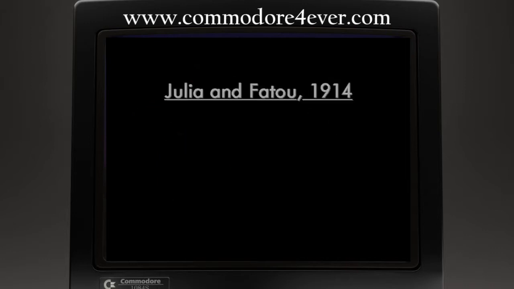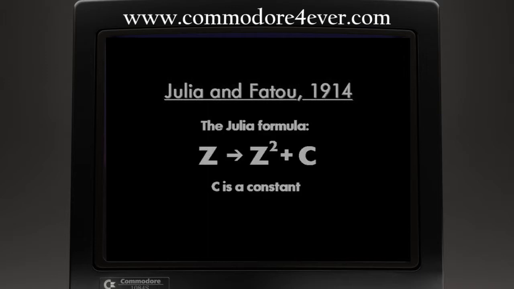In 1914, two French mathematicians, Gaston Julia and Pierre Fatou, were investigating the properties of iterative formulae. An iterative formula is simply a formula where the result is put back through the formula several times until a final result is obtained or until infinity is reached. The particular formula that Julia was interested in was very simple. Take a number, square it, and add a constant value. Now take this value, square it, and add the constant to it again, and so on.